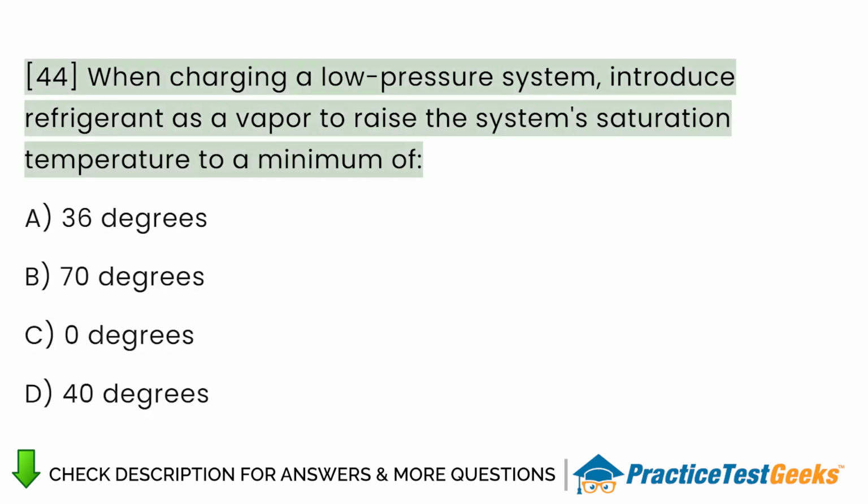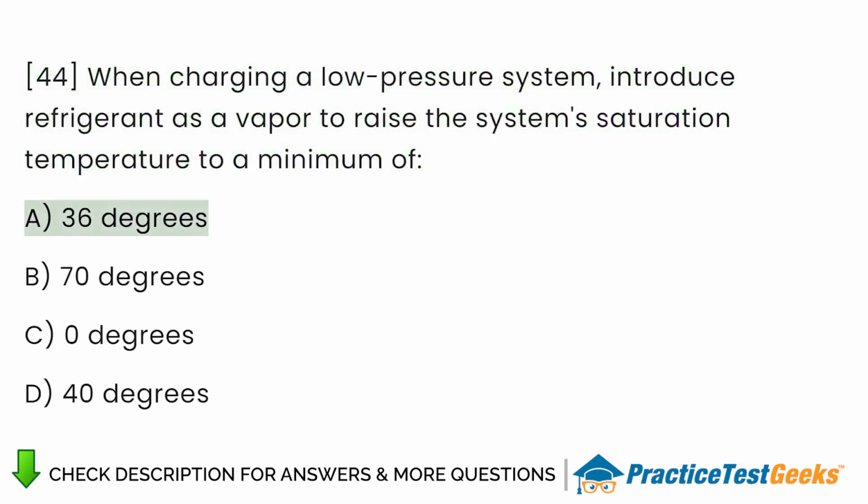When charging a low-pressure system, introduce refrigerant as a vapor to raise the system's saturation temperature to a minimum of A. 36 degrees. B. 70 degrees. C. 0 degrees. D. 40 degrees.